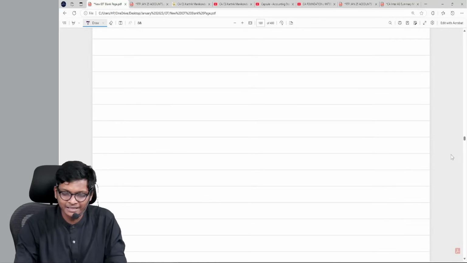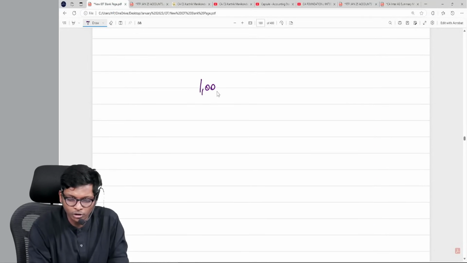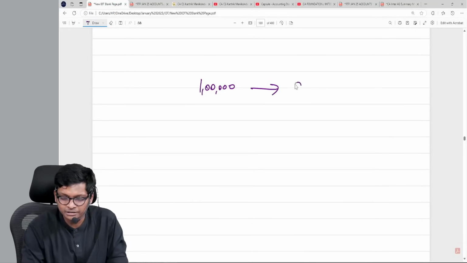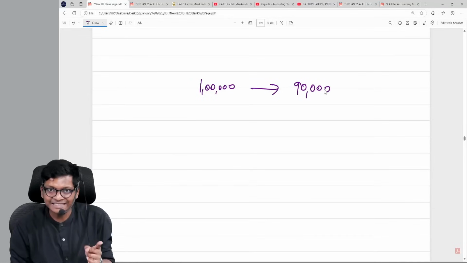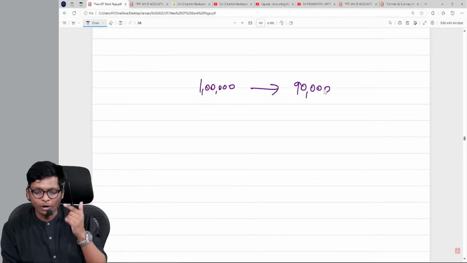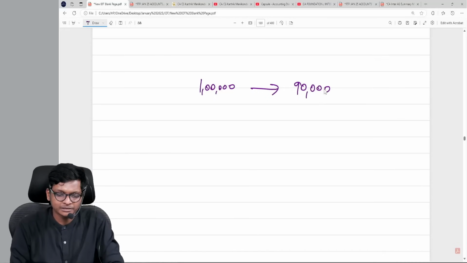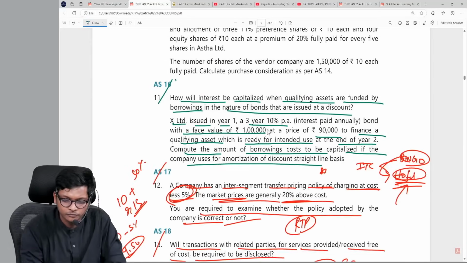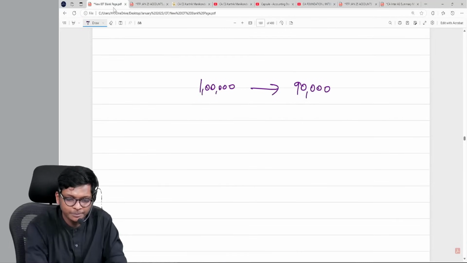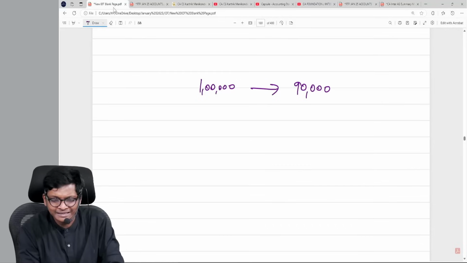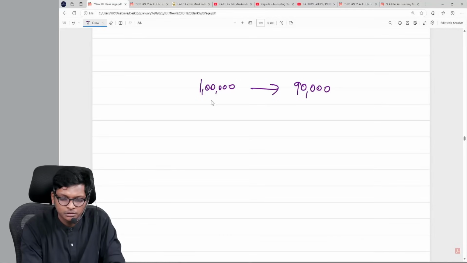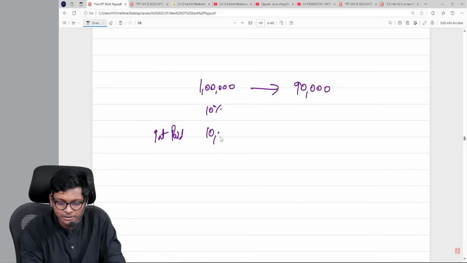What is basically happening? A company issued a bond of 1 lakh at a discount of 90,000. Only shares cannot be given at discount. Bond can be given at discount. So 1 lakh bond came at 90,000 rupees. Interest is how much they gave? 10%. That means interest will be paid on 1 lakh, not 90,000. So interest paid is how much?